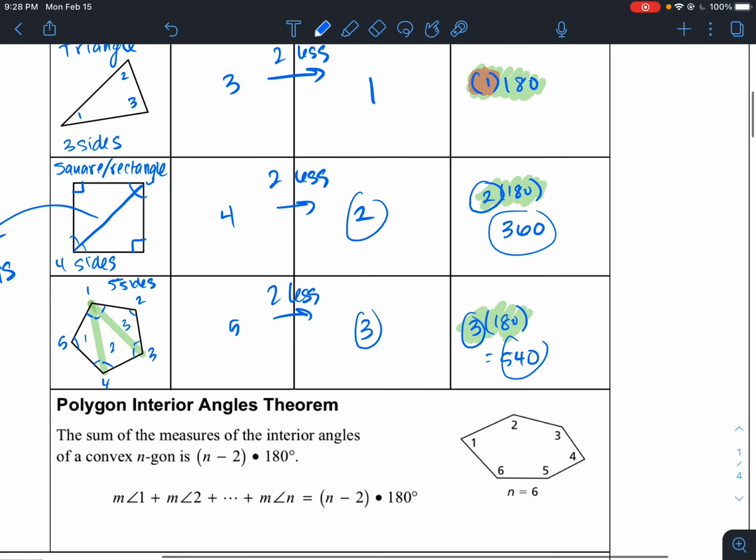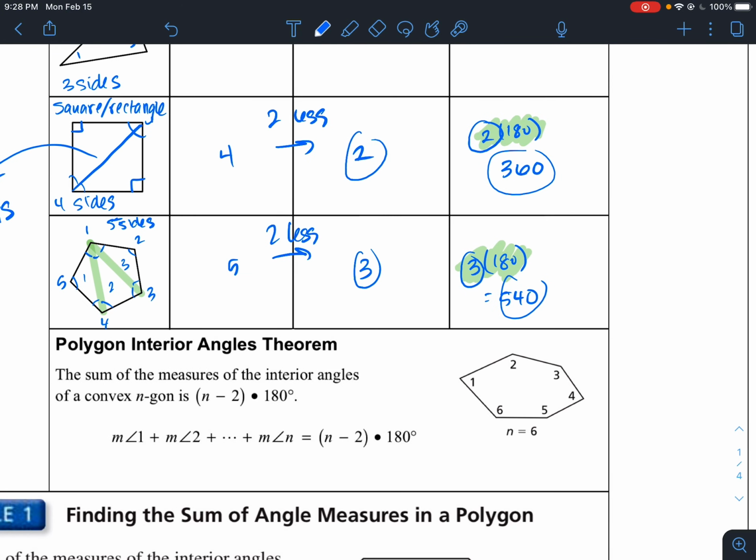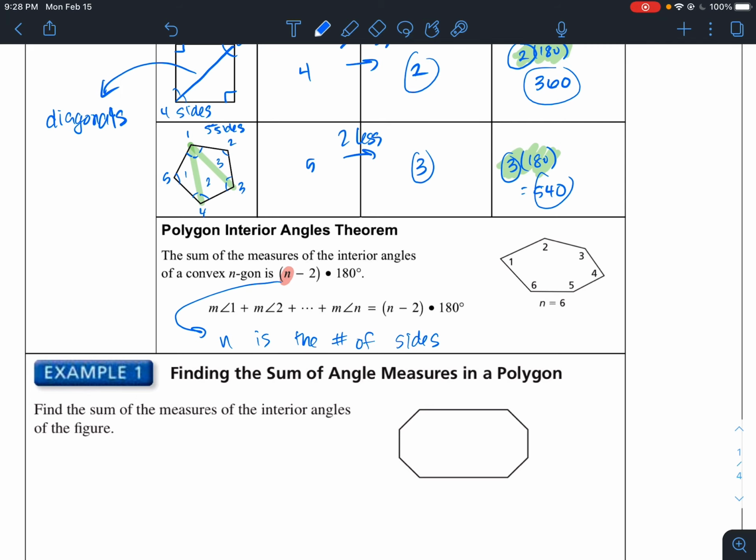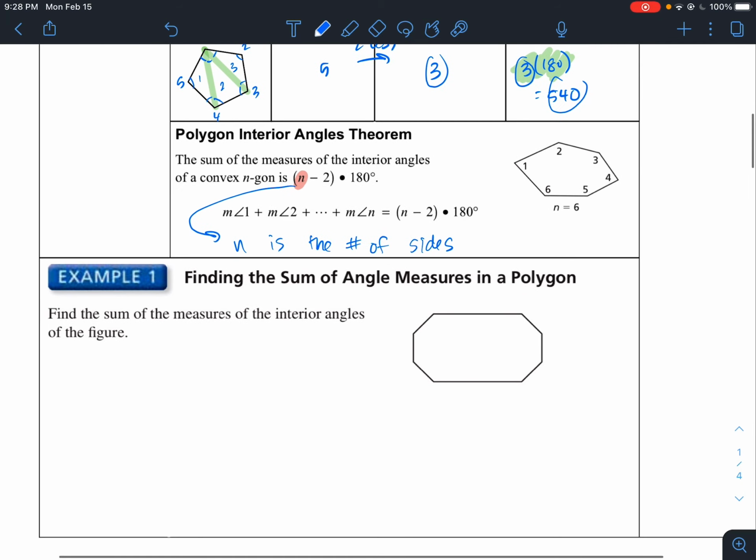And so that brings us to our theorem, which is the Polygon Interior Angles Theorem. The sum of the measures of the interior angles of a convex n-gon is n minus 2 times 180. So n right here is the number of sides. This tells us how to find the sum of the angles of any convex polygon. So going to this example right here, it says find the sum of the measures of the interior angles of this figure.